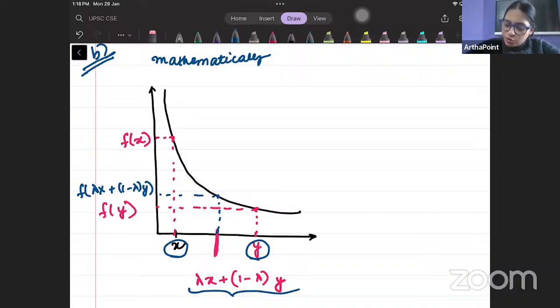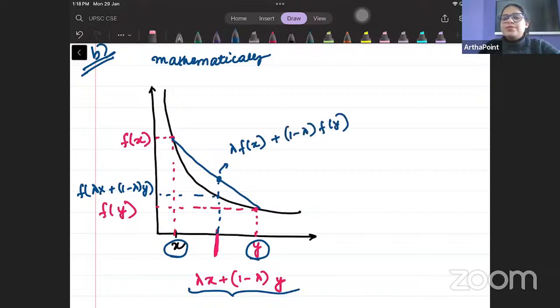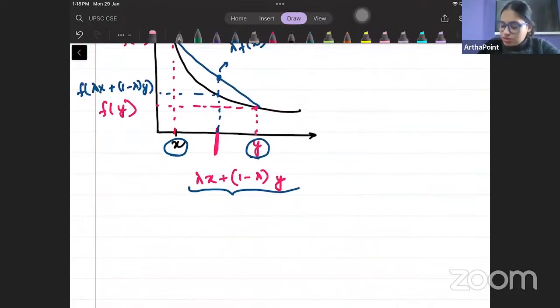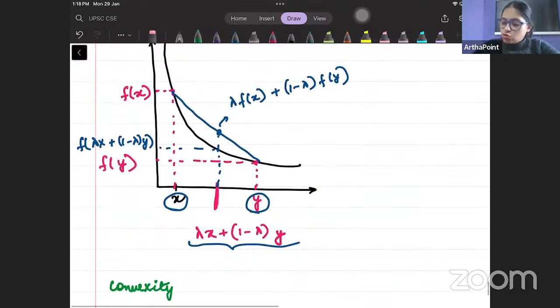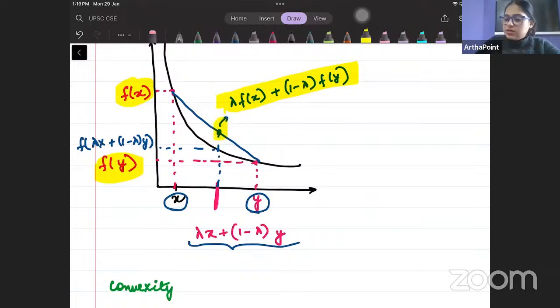And then what you can go ahead and do is you can just join this line segment. और इस line segment में ये जो point होगा बेटा, this will be the average of the function, lambda f of x plus 1 minus lambda f of y. So convexity बोलता है कि जब मैं function का average लूं, when I take average of the values of these two, this value will come. It will be greater than taking the function value of this average. It can be a bit complicated, but you should know the mathematical analysis.